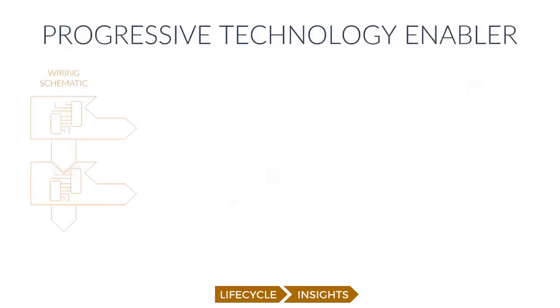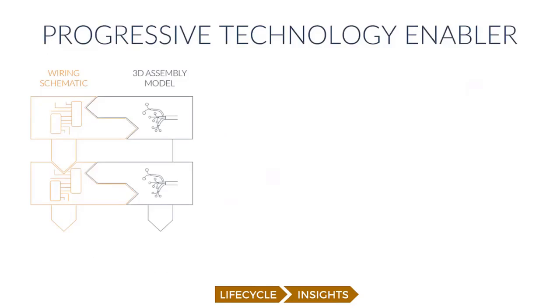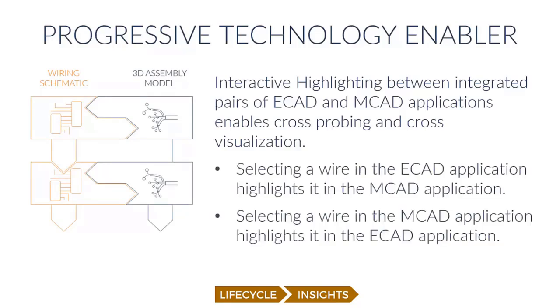Now, the other thing to take into account here, there's another capability that's pretty important. Some people call it cross-probing, some people call it interactive highlighting, but the idea here is that you can select a wire in the ECAD tool, and the corresponding wire will highlight in the 3D assembly. The routed wire will highlight. So, okay, you might think, that's interesting, but how useful is that?